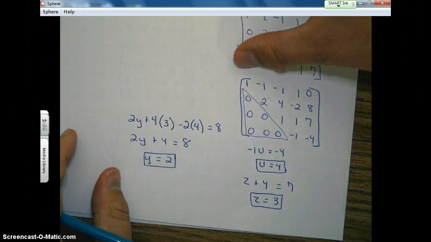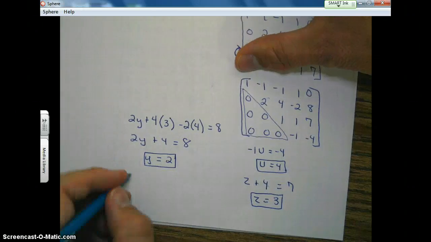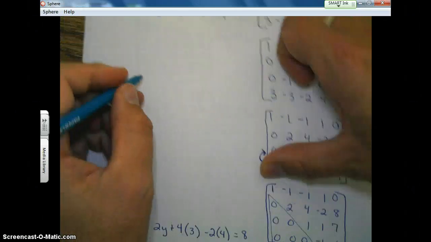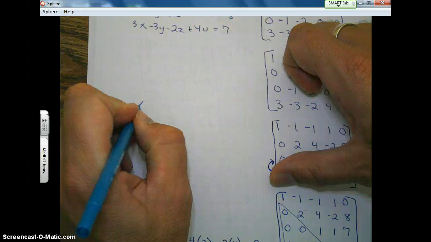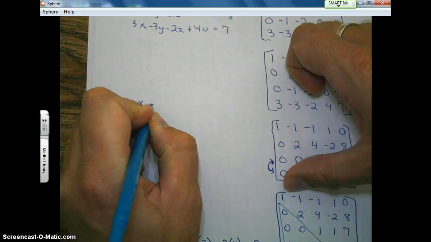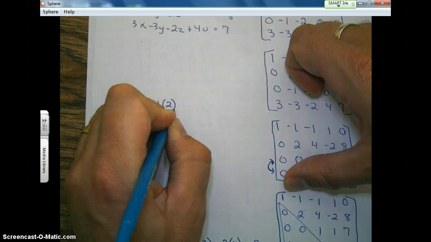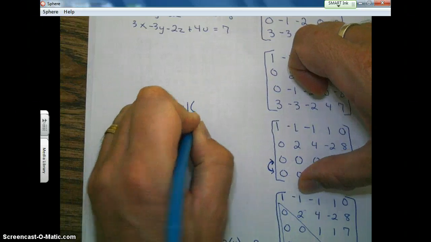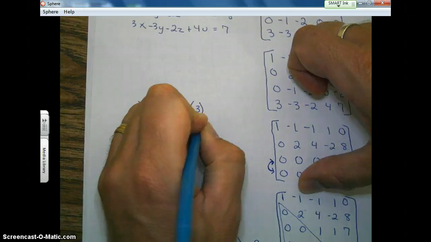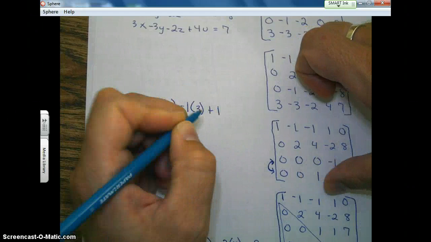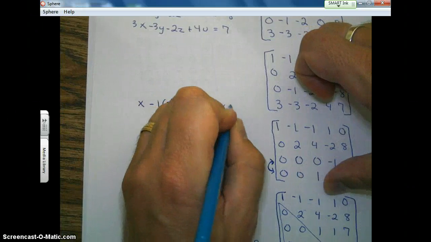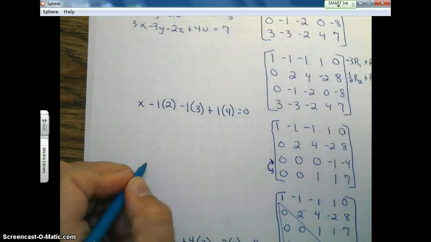Going up to the top, our first letter was x. So we got 1x. Let's do this one over here. 1x minus 1y, so minus 1 times 2, minus 1 times z, plus 1 times u, which is 4, equals 0.